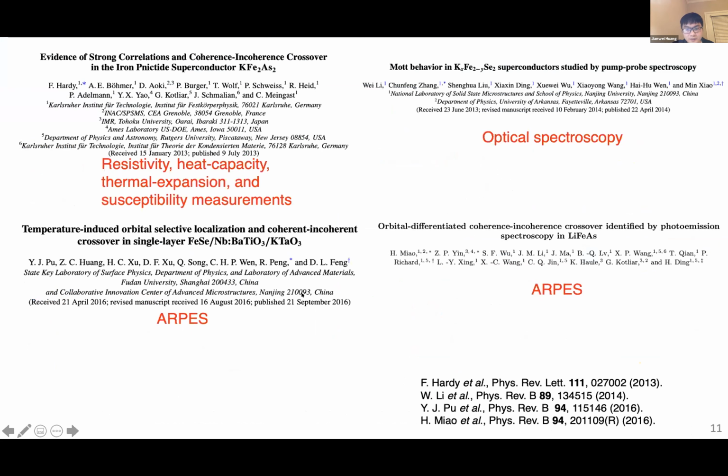And besides ARPES, there are also other probes that report this orbital selective Mott crossover induced by temperature, like this combination of the resistivity, heat capacity, thermal expansion, and the susceptibility. Also, this orbital spectroscopy measurement on these potassium iron selenium.